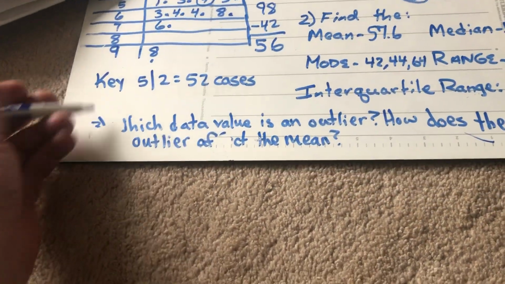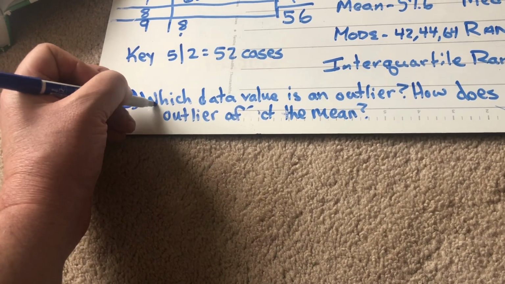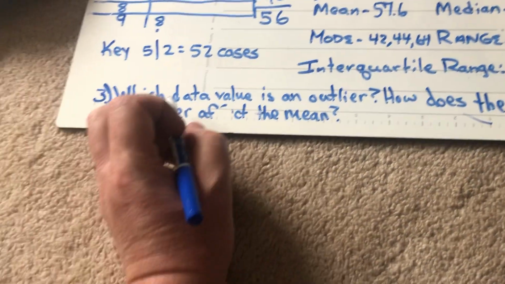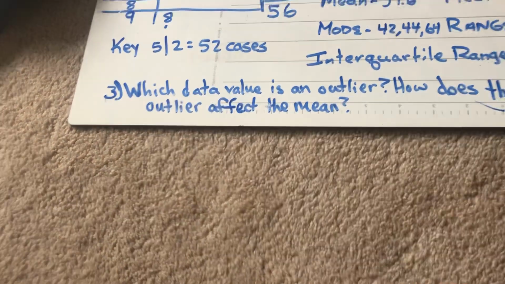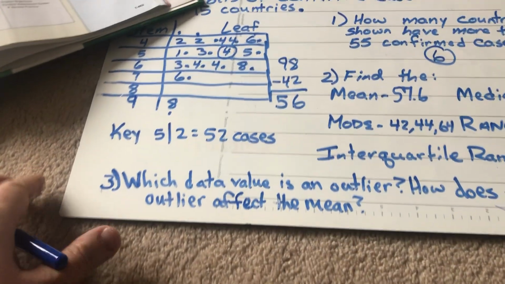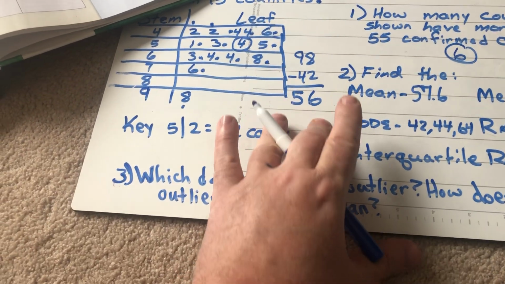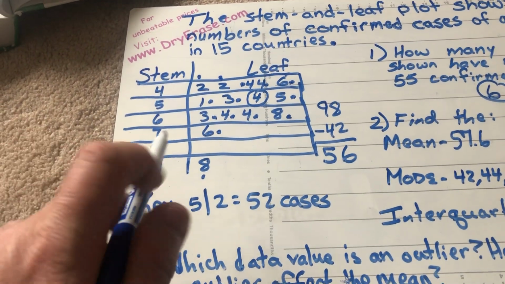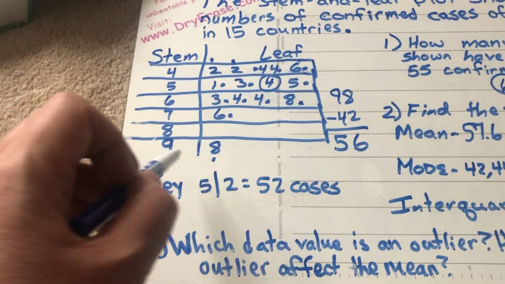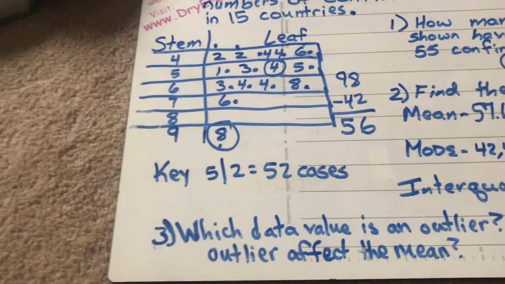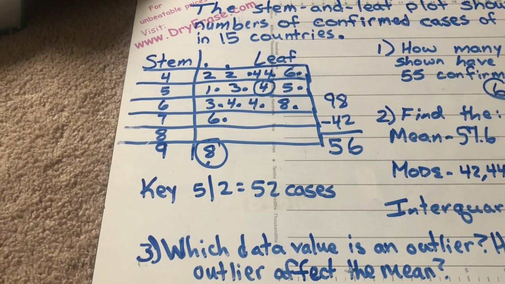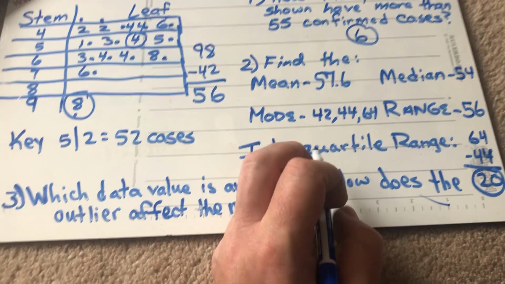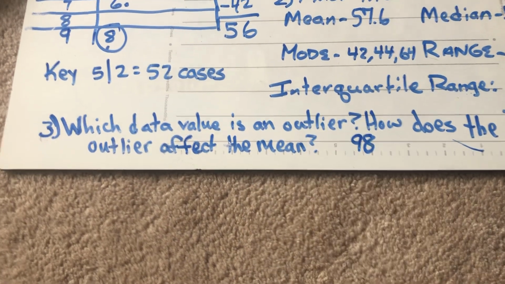The last question asks, number 3, which data value is an outlier? How does the outlier affect the mean? Well, an outlier, remember, is a number that is far off from the rest of the numbers, and it doesn't matter whether it's higher or lower. When I look at this stem and leaf plot, it seems rather obvious to me that this 8 right here is kind of out by itself, significantly higher than the rest. So when it asks which data value is an outlier, that would definitely be 98 in this set.